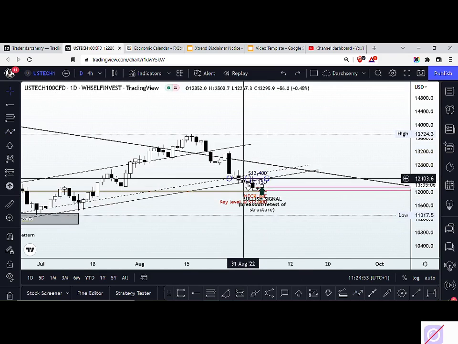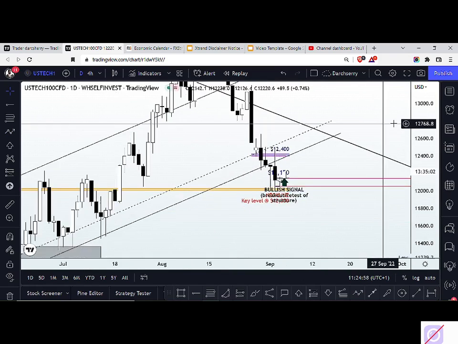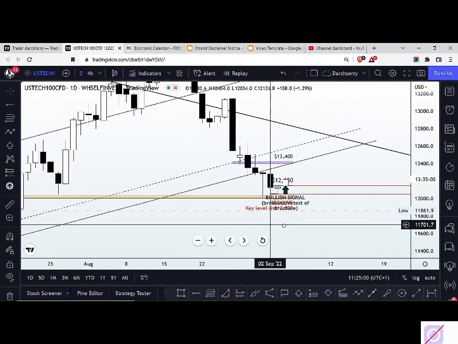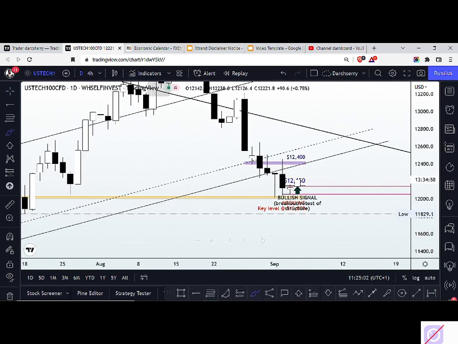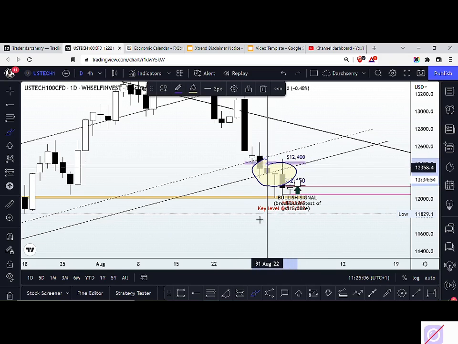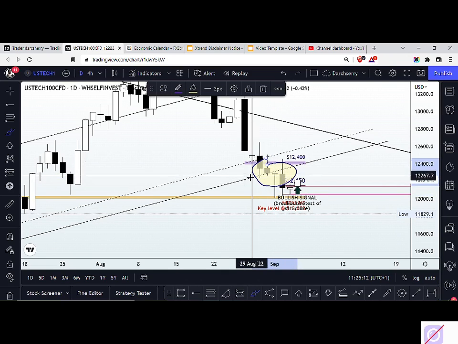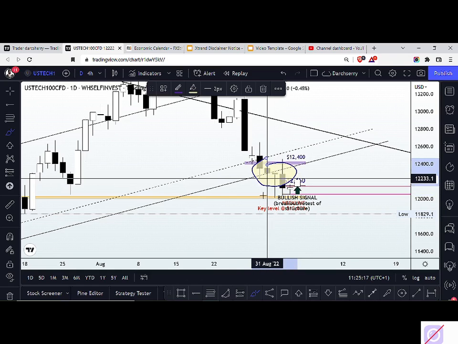Now, if we zoom into what has been happening in the last couple of weeks, we can see that we had this breakdown of the channel support level somewhere around here during the later part of last week's trading session. I think in the last 2 days, we saw the breakdown of the $12,250 area. That's the breakdown of that ascending channel.